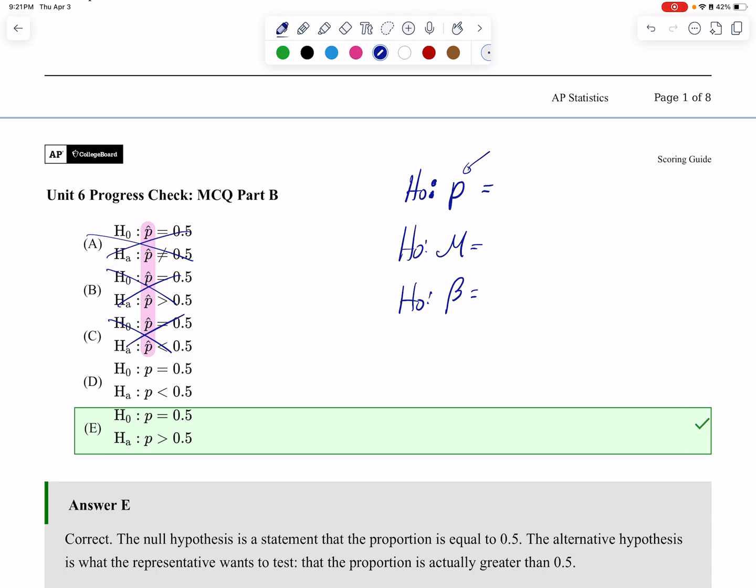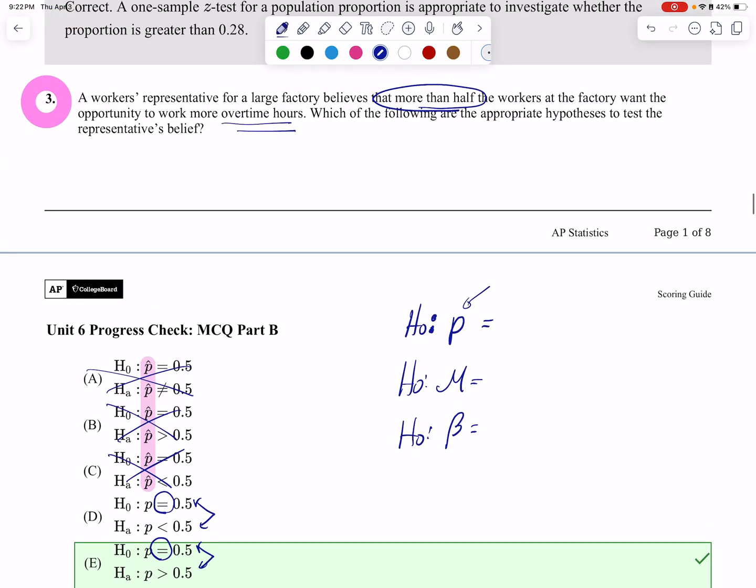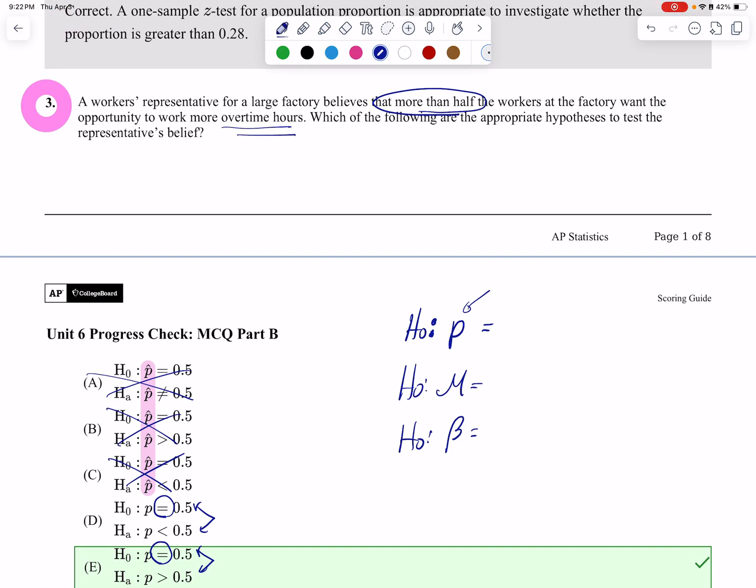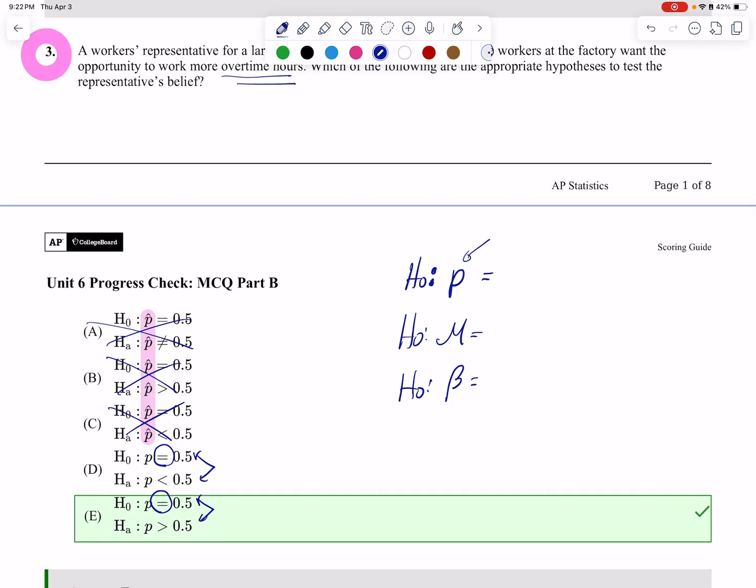The next thing to look at is it's always H0 equals. So it looks like this is an equal sign and this is an equal sign, so that's good. The next thing to look at is those two things are going to be the same. So it looks like these hypotheses, without reading the question, are both good. Now we have to read the question, and you can see that this one says a workers' representative for a large factory believes that more than half. And so that says more than half, so that's why it's E, because it's greater than.